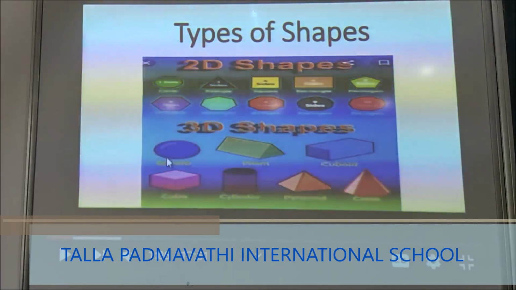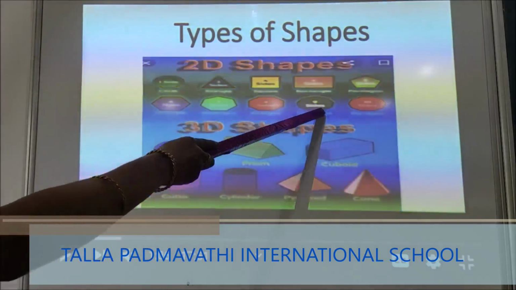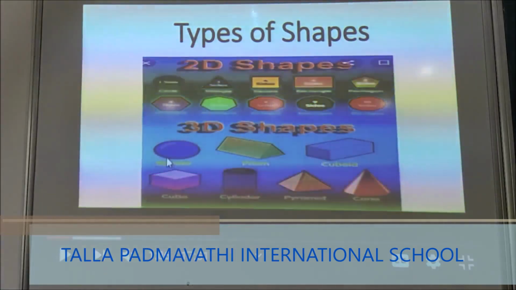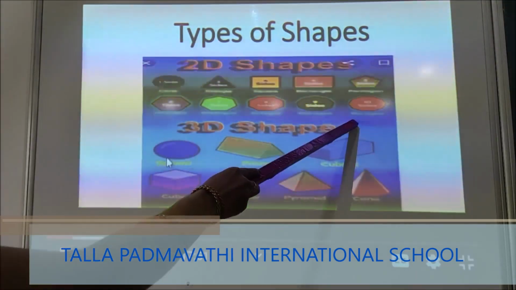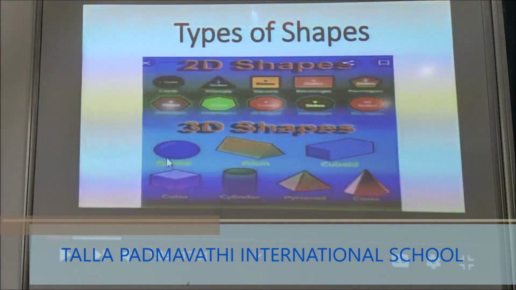Our next one is the polygon with 9 sides. The polygon with 9 sides is called a nonagon. And the last one, the polygon with 10 sides, has deca. Here deca stands for 10. So the polygon with 10 sides is called a decagon.